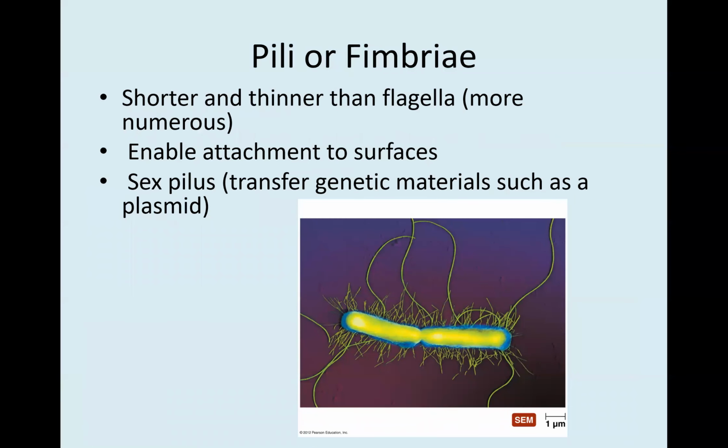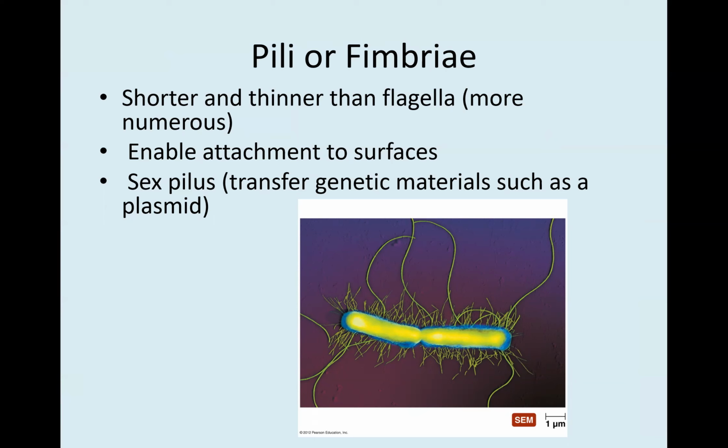You may also see these pili or fimbriae. Fimbriae are a lot shorter and thinner, and we tend to see them more numerous than flagella. So you'll see a lot more of these fimbriae. You also may see pili as well. Their ultimate goal is to enable attachment to surfaces, especially to their host.